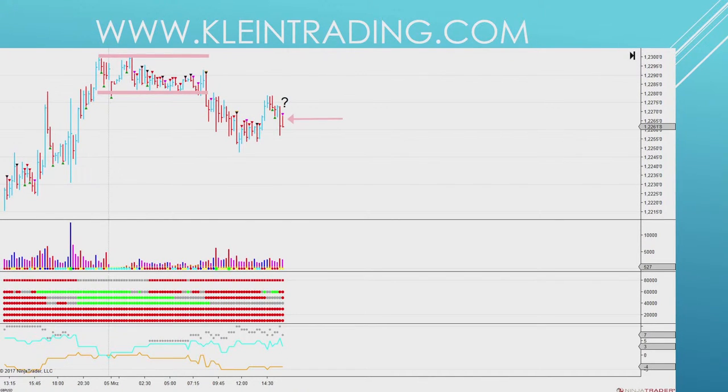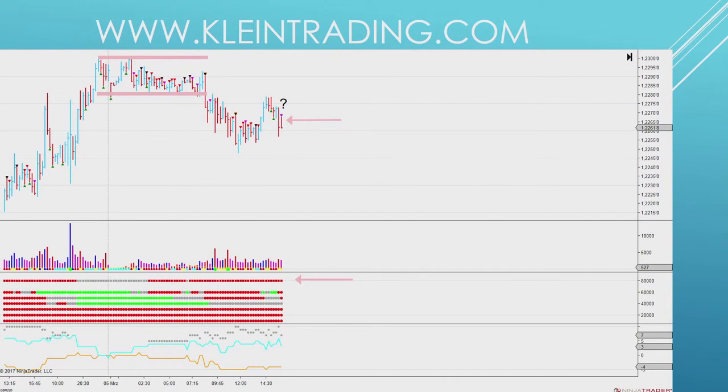So we scrolled, or we put the chart a little bit forward, and here you see we get another sell signal. So a question mark, shall we take it or not? And this is the trade I would take without any doubt, and I will explain why.